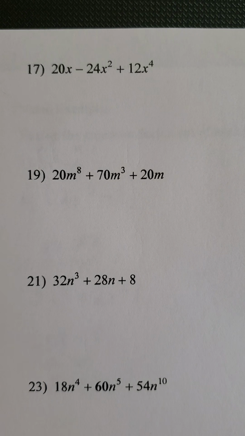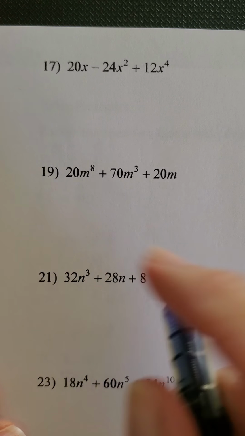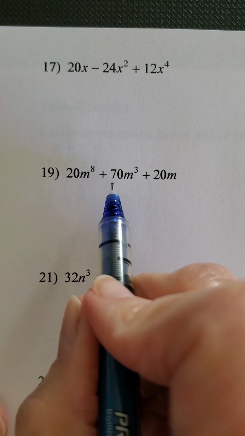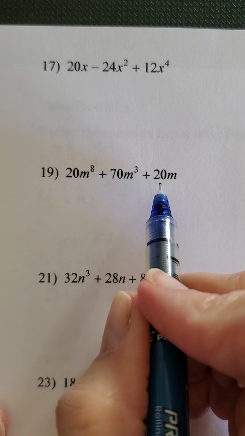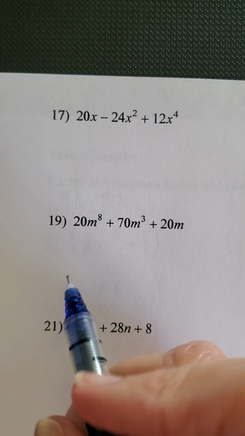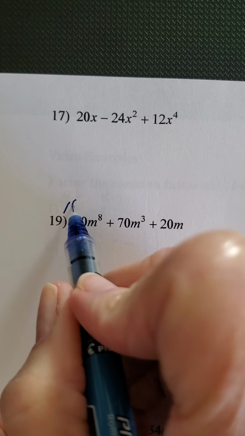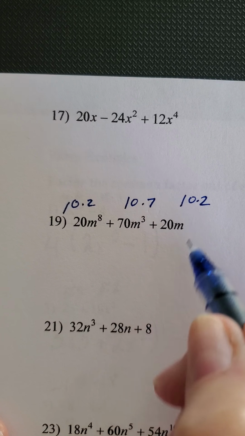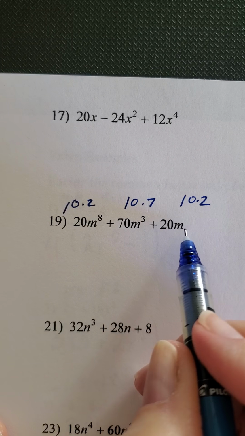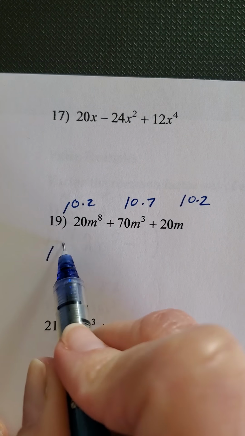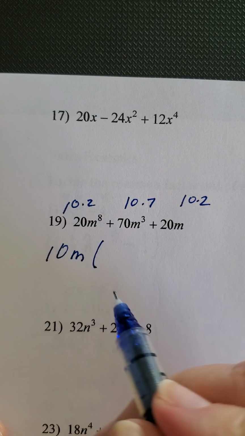Maybe a few bigger ones. So when we get into these big trinomials, let's look at number 19 here. Okay, kind of obvious that they've got some power of 10. They all have a 10 in common. Okay, so we're going to say 10 times 2, 10 times 7, 10 times 2. They all have an m, but it's just m to the first that's in common. So 10m to the first.